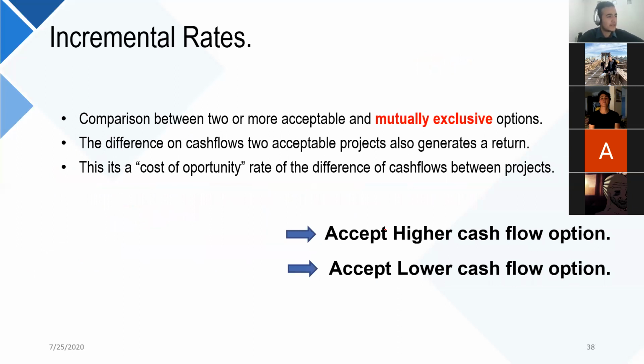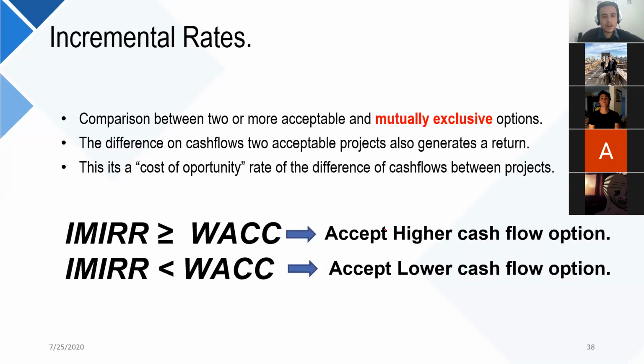And again, what we are going to be analyzing is the cost of opportunity. That is, the difference in cash flows will represent a cost of opportunity for us, and we are going to get the rate of the cost of opportunity. That is the incremental rate of return. And we are going to accept the higher cash flow only if the incremental modified internal rate of return, because we're going to be using modified rates of return, is greater than or equal to the WACC.